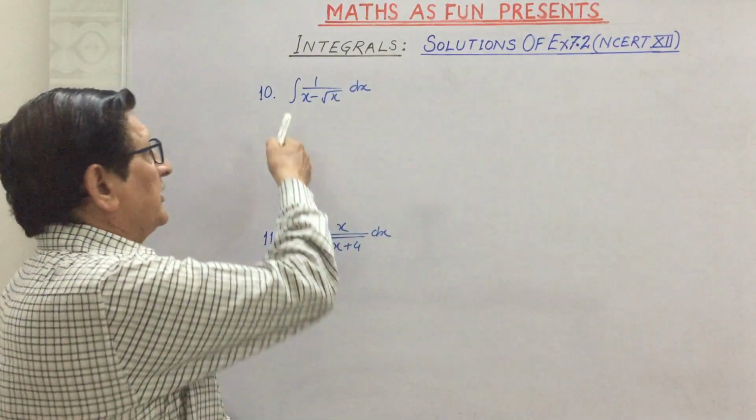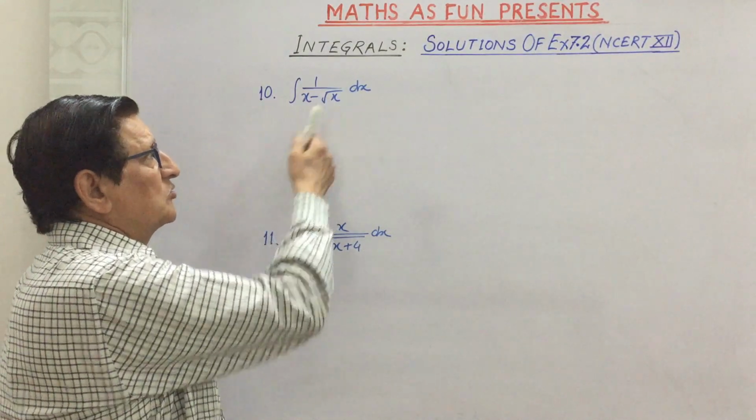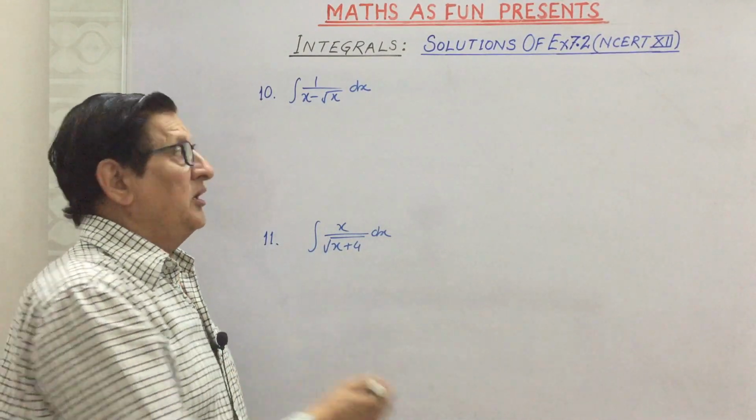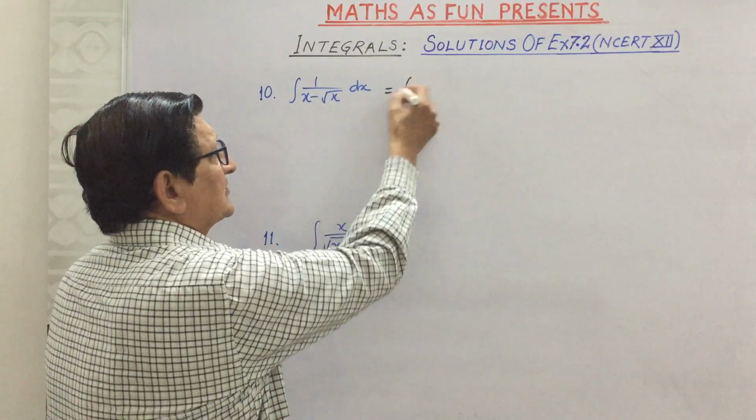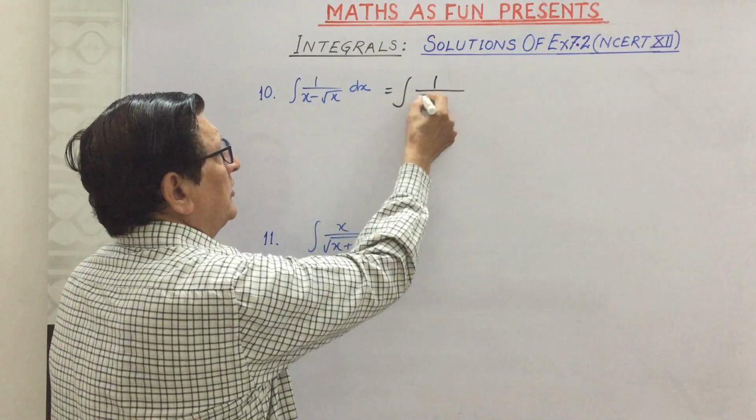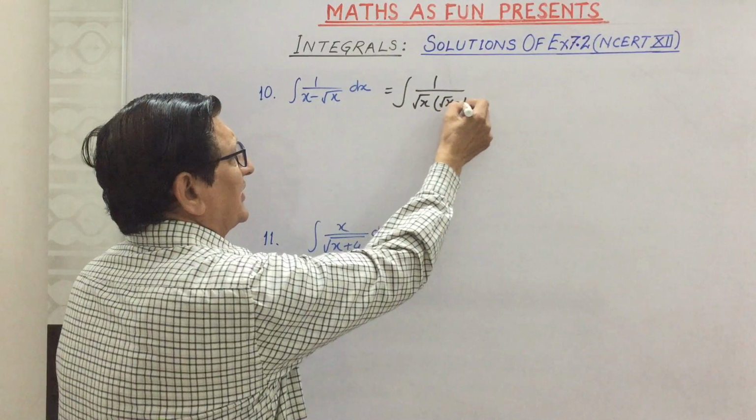10th question is integral of 1 upon x minus root x. If we take root x common in this, we will be getting this as 1 upon root x into root x minus 1.